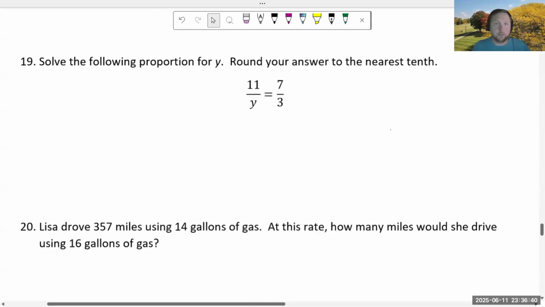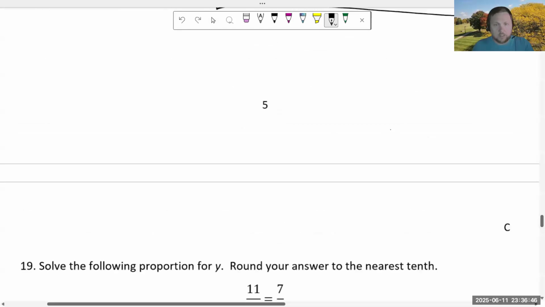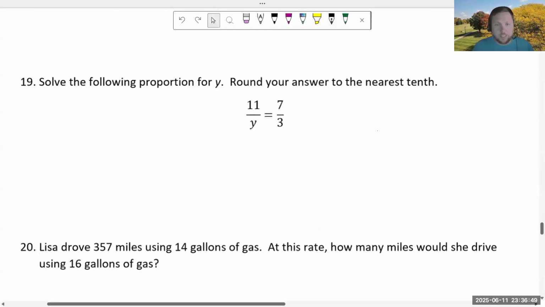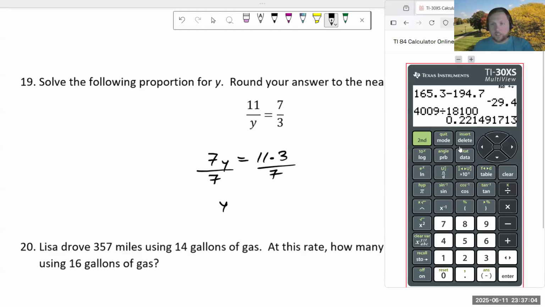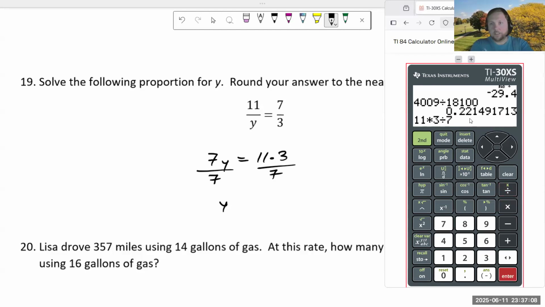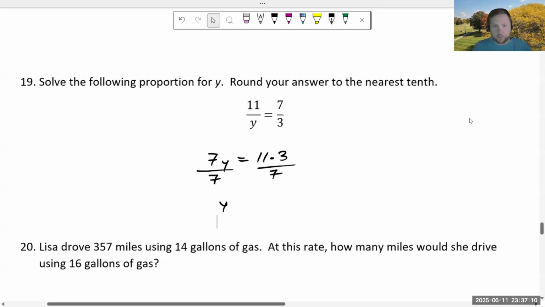Okay, solve the proportion for y, round your answer to the nearest tenth. So that's going to be, oh no, 7y equals 11 times 3 divided by 7. So y, to the nearest tenth, let's see what we get. So we get 4.7.